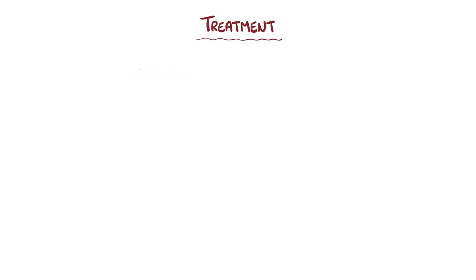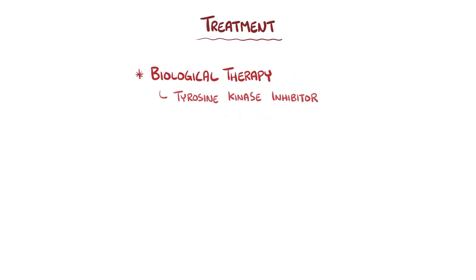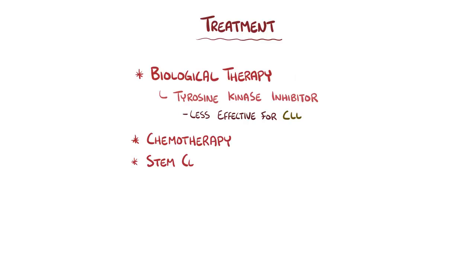Treatment for CML always includes biological therapy, with a tyrosine kinase inhibitor aimed at stopping cell division caused by the BCR-ABL protein. This is less effective for CLL though, since there's no specific target. Other options for both CML and CLL include chemotherapy, stem cell transplants, or bone marrow transplants.